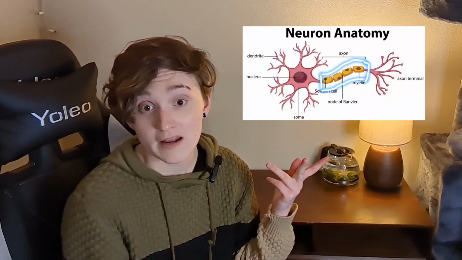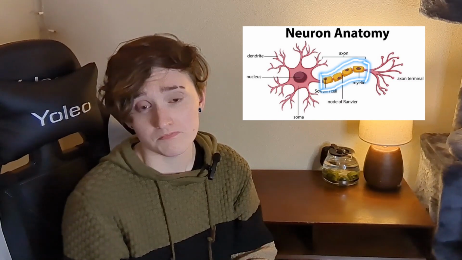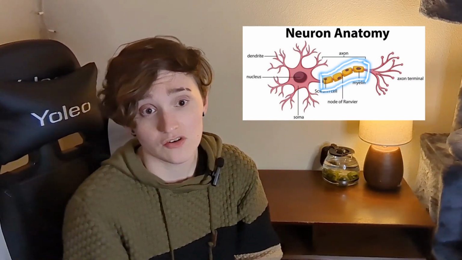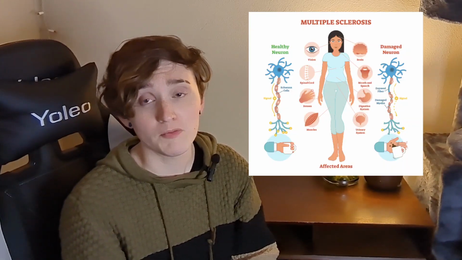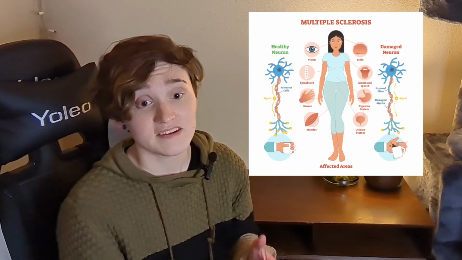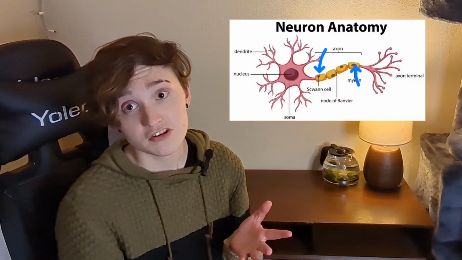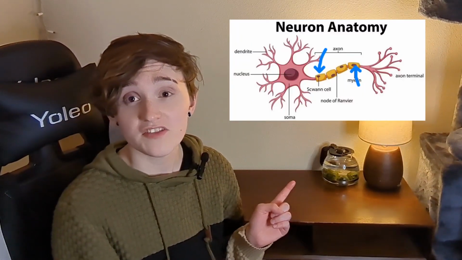The axon is surrounded by the myelin sheath. This is, well, a sheath of protective fatty tissue. It insulates the nerve cells from damage and from each other to stop their electrical impulses from interfering. It also helps speed up nerve conduction. If you're familiar with MS or multiple sclerosis, then you have an idea of what can happen if the myelin sheath is damaged.